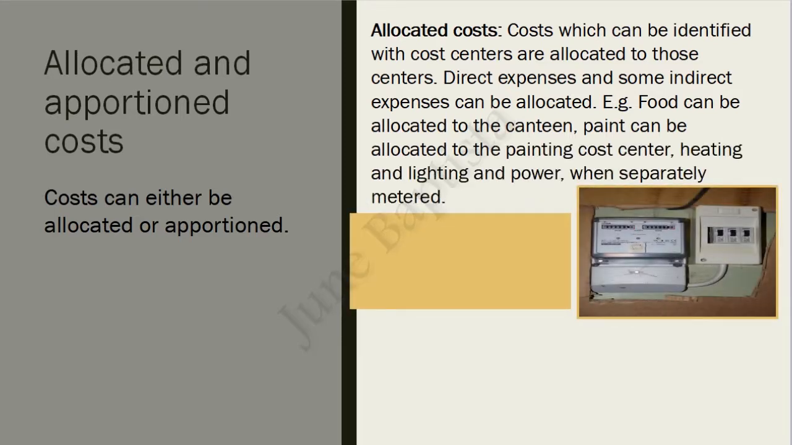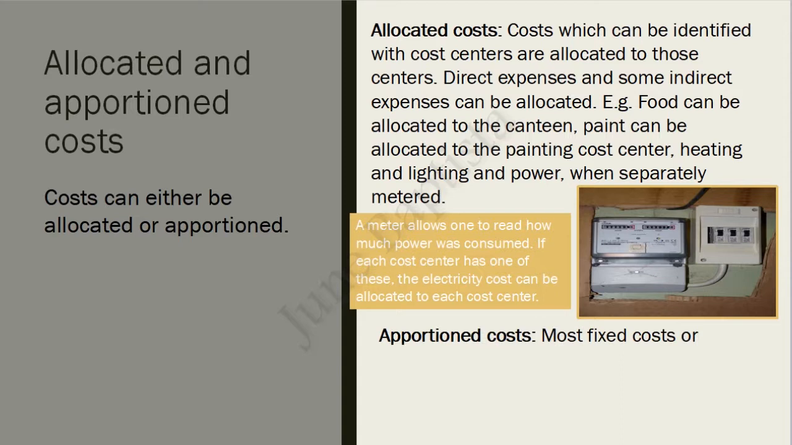What you see in the picture is a meter. A meter allows one to read how much power or electricity was consumed. If each cost center in a business had one of these meters, then the power cost or electricity cost could be allocated to each of these cost centers.